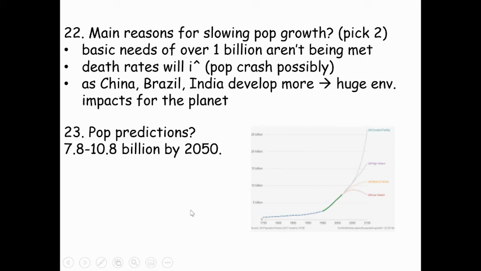Predictions: in the next 30 years, we will move from 7.8 billion, which is where we are about right now, to 10.8. Well, pardon me. Predictions that there will end up somewhere between 7.8 and 10.8 billion in the next 30 years.